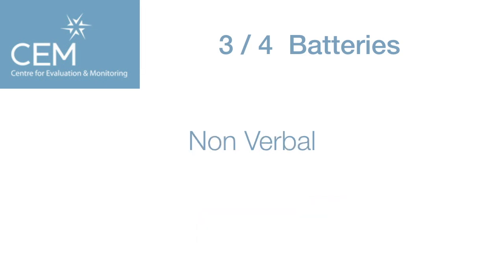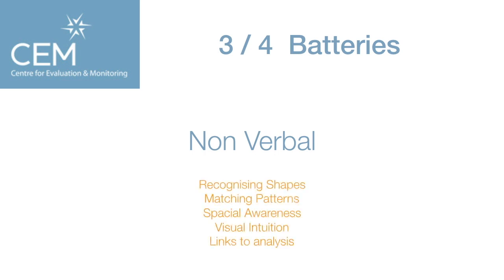The third battery is definitely the most difficult to explain, but essentially this is non-verbal problem solving. And this is all about their ability to recognize shapes, match patterns, have spatial awareness, visual intuition, and it's most linked to analysis and can be quite a good predictor of performance with things like analysis in English or higher order thinking or problem solving in mathematics and science. Very, very useful when we compare it to their verbal score or their vocab score, and we'll go through that in a second.